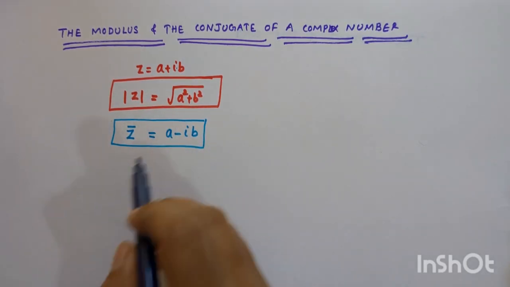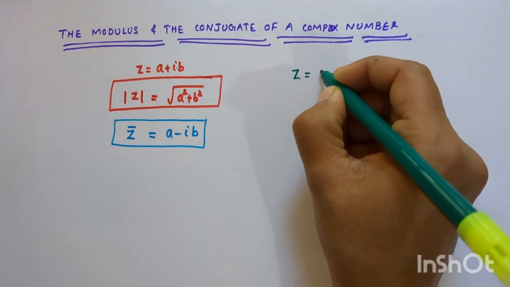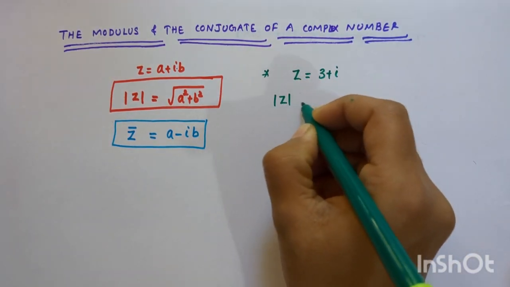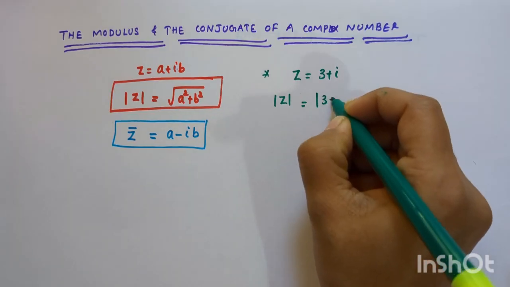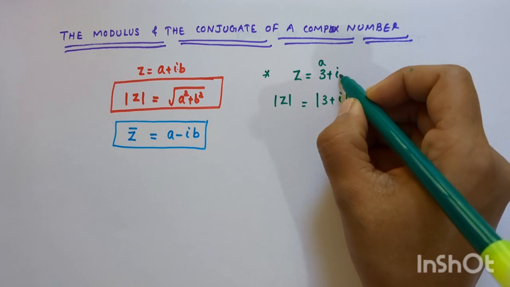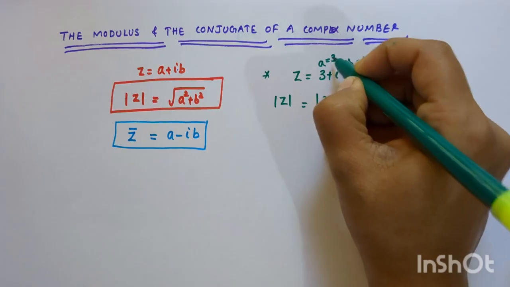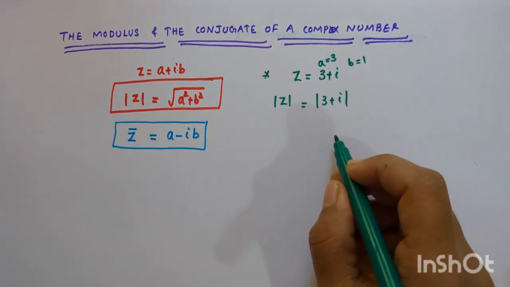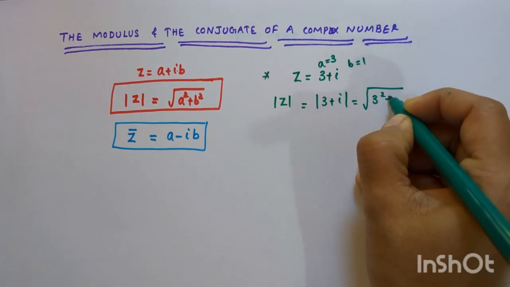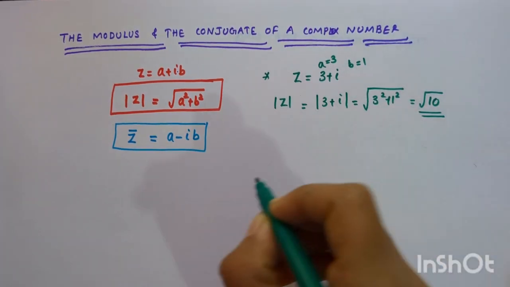For example, let us consider a complex number z equal to 3 plus i. Then its modulus, modulus of z, is equal to modulus of 3 plus i. Here a is 3, and what about b? It is i into 1, so b is equal to 1. A is equal to 3, b is equal to 1. Then modulus of z is defined as square root of a square plus b square, that is square root of 3 square plus 1 square, that is square root of 9 plus 1, which is square root of 10. So this is the modulus of z.